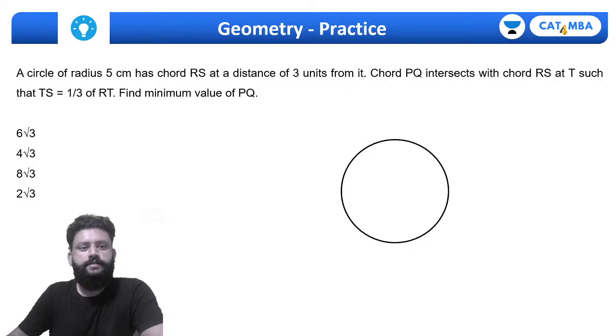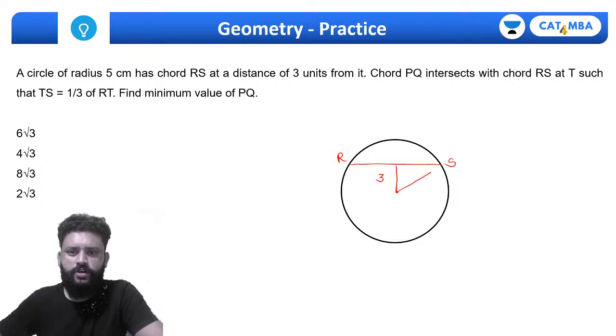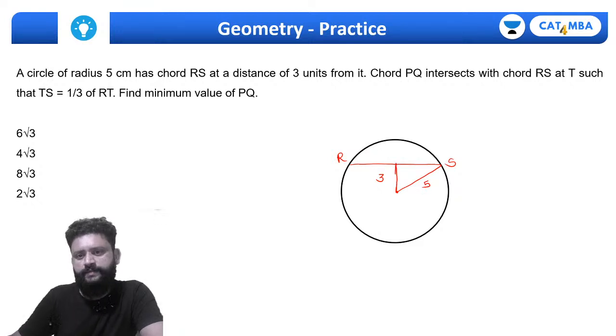A circle with a radius 5 centimeter has chord RS at a distance of 3 units from it. So the radius of the circle is 5 centimeter and we have a chord at a distance of 3 units from it. Let's say this is RS. This is 3 units and the radius of the circle is 5. So you can simply say 3 square plus 4 square is 5 square, तो ये तो हमें clearly पता चलता है. Then we have chord PQ which intersects RS at T such that... So we have the total length of RS, we got 8, because this is 4 plus 4.